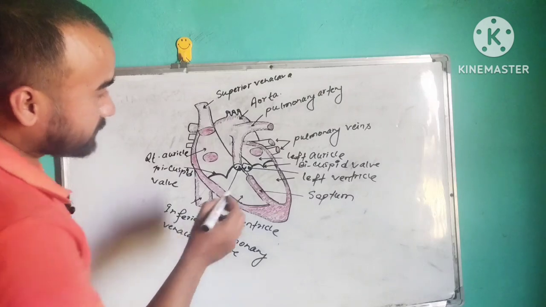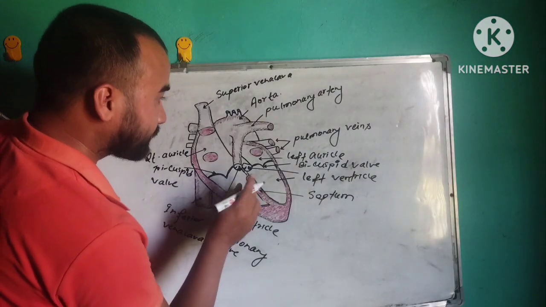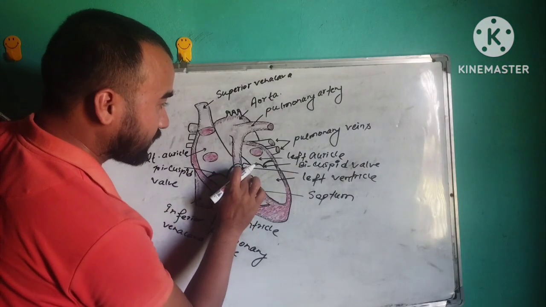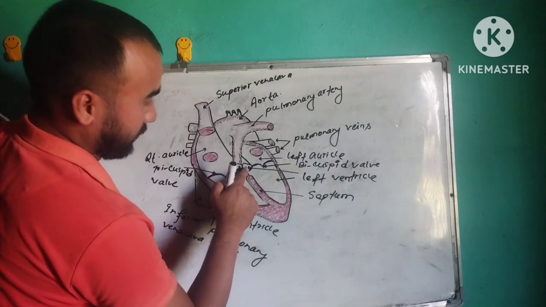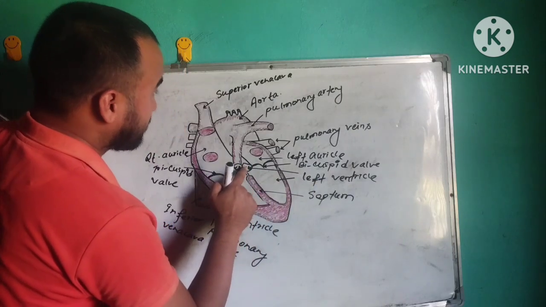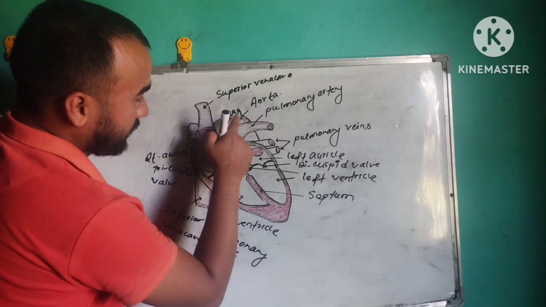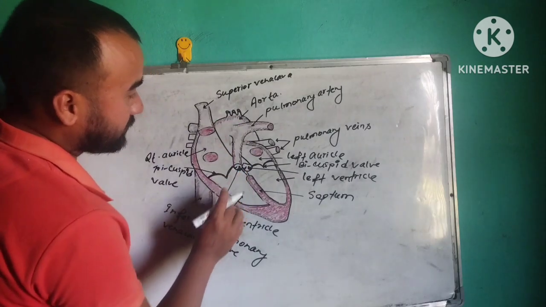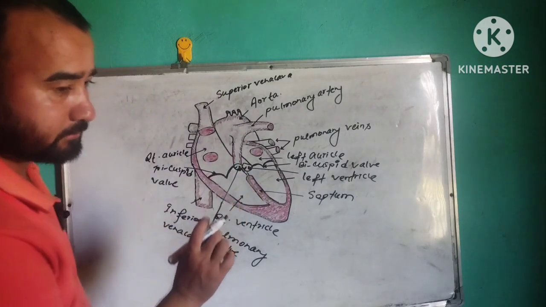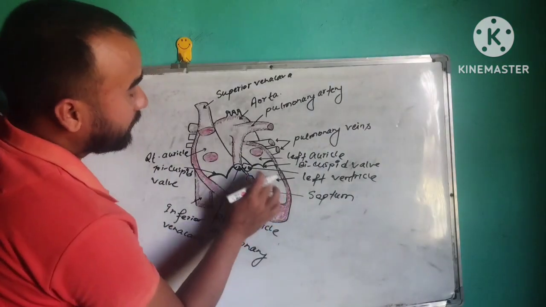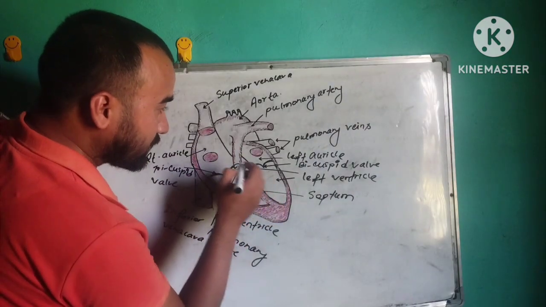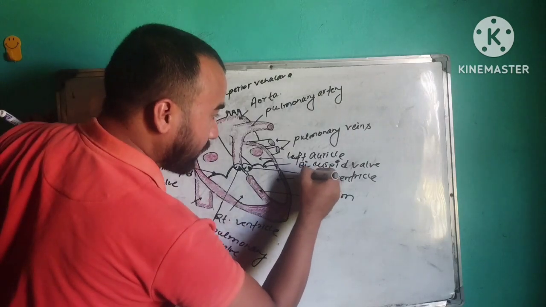Now here is another structure. This structure is known as the aortic valve. That means it lies near the aorta. This one is the aorta. The aortic valve lies in between the aorta and this chamber, the left ventricle. That structure is known as the aortic valve.